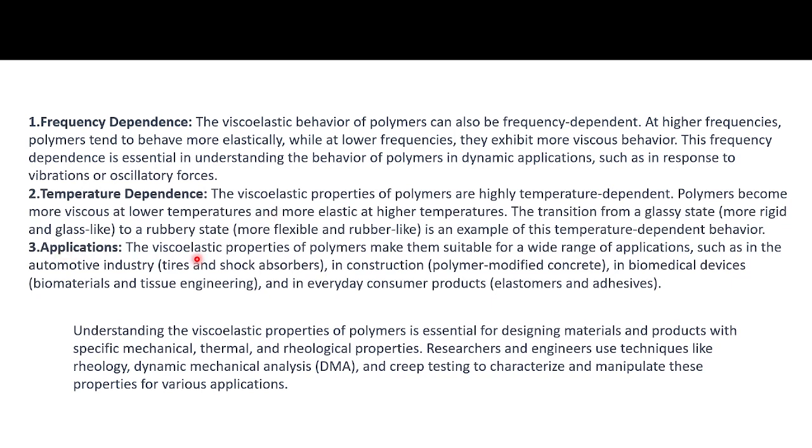As for applications, the viscoelastic properties of polymers make them suitable for a wide range of applications, such as in the automotive industry, like tires and shock absorbers. In tires, the load is dynamically applied by the car, and tires are mainly made of this polymer material. If we made the tire from a metal or solid material, it could not absorb the load and shock of the car.